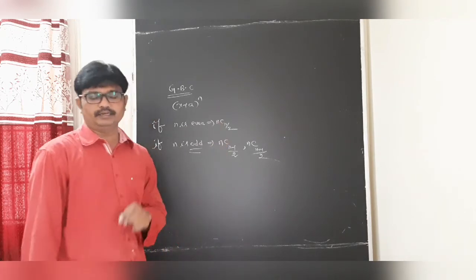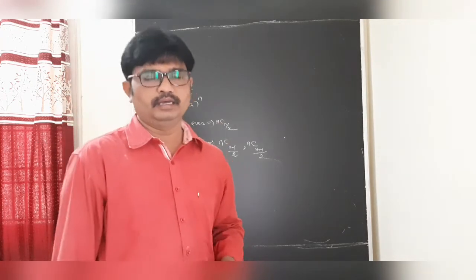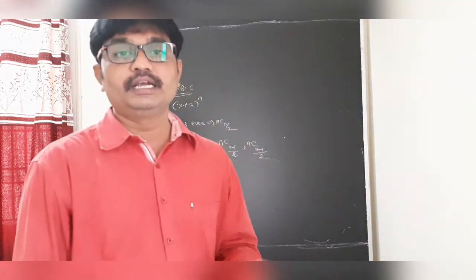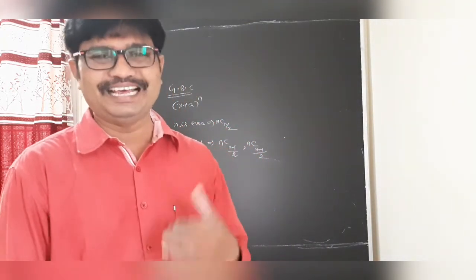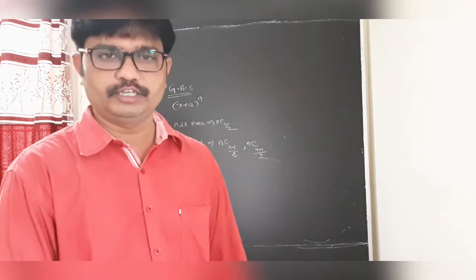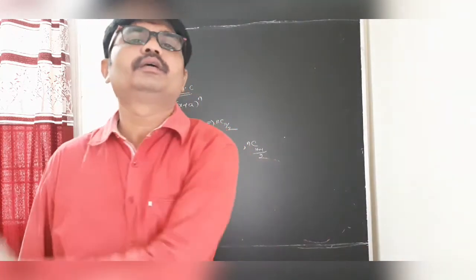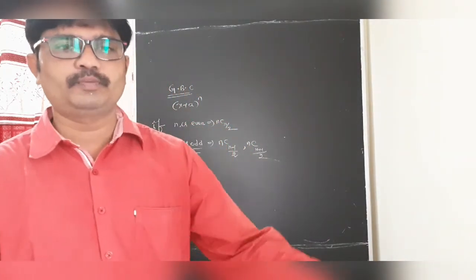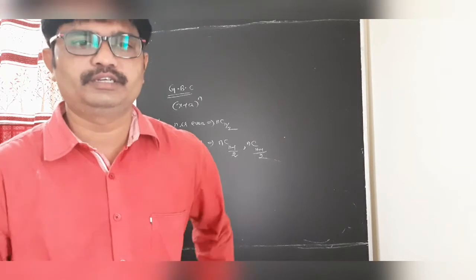Yesterday, dear students, I explained about middle terms. The middle term, when n is even, is T(n by 2 plus 1). When n is odd, the middle terms are T((n plus 1) by 2) and T((n plus 3) by 2). Okay students, if you forget the formulas, you can write down the expansion of the binomial and then check it. That is no problem at all.